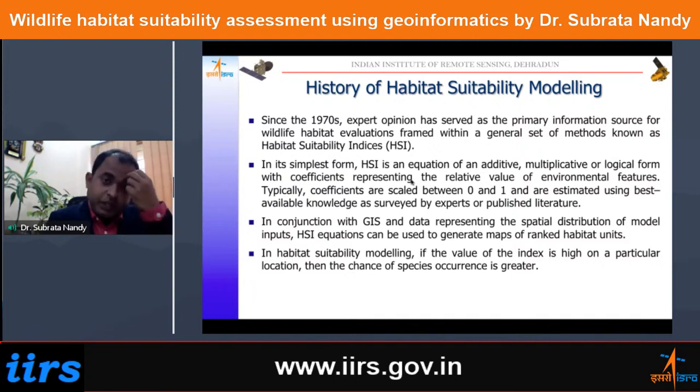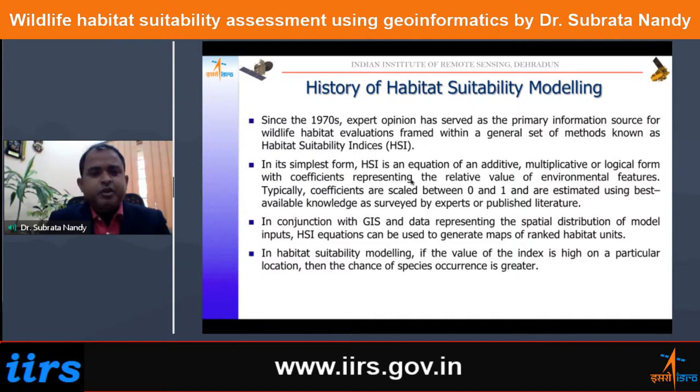So if you see the history of habitat suitability modeling, since very early in the 1970s, expert opinion has served as the primary information for habitat evaluation. A person with high experience in this area, who has worked on a species for, let's say, 20-30 years, would give weights for the various layers based on their opinion, and then ultimately they used to make a map.